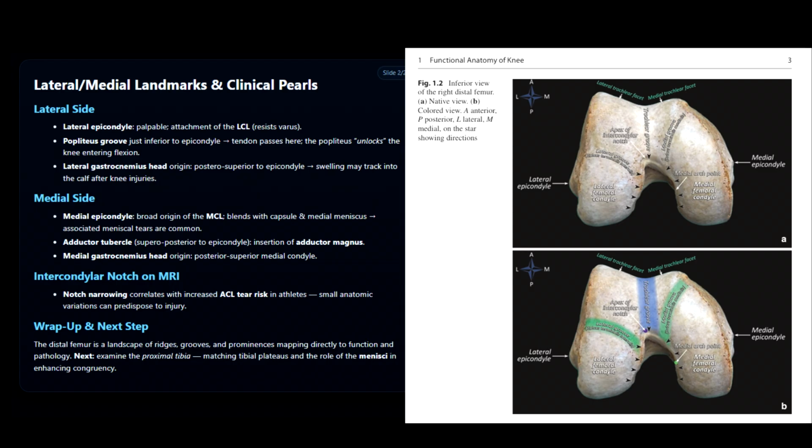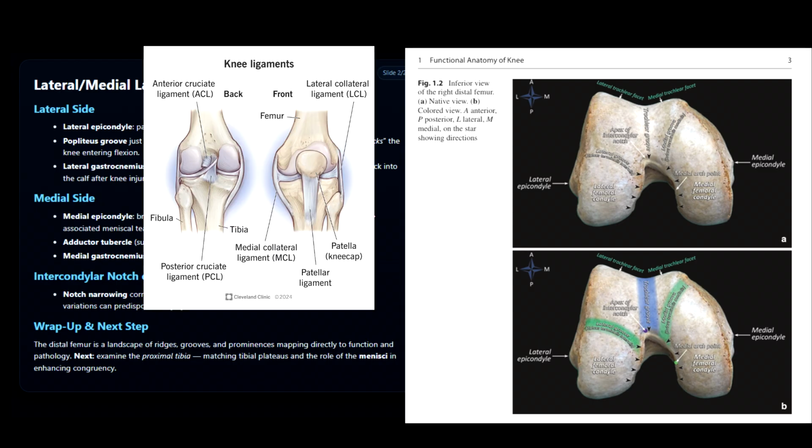Now shift your focus slightly anteriorly. The condyles join to form the patellar surface, also called the trochlear groove. This groove is divided into a lateral facet and a medial facet. Notice how the lateral facet is steeper, more vertical, and has a prominent edge, while the medial facet is relatively flatter. This asymmetry is not accidental.